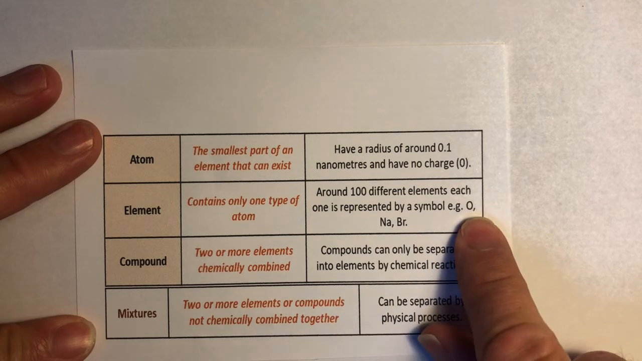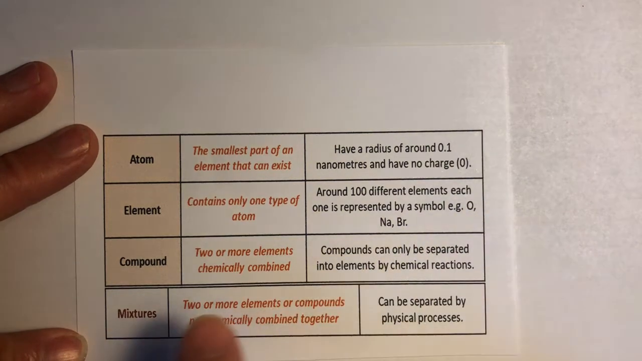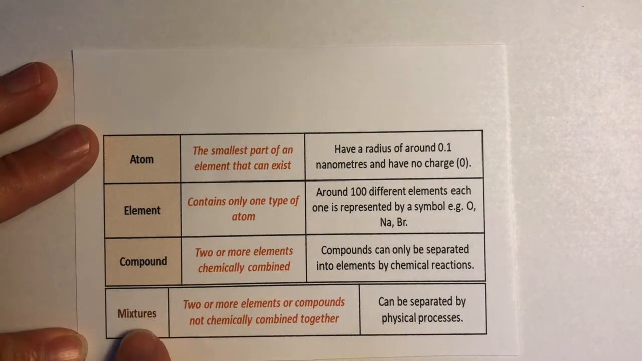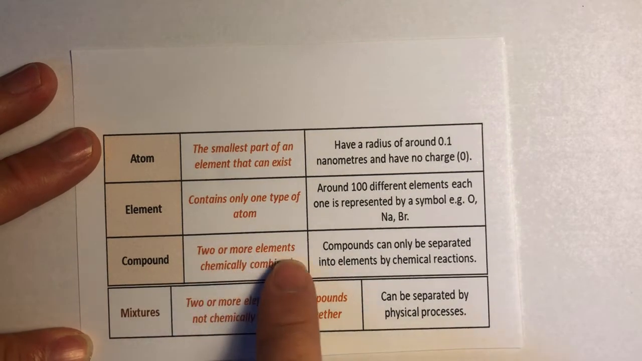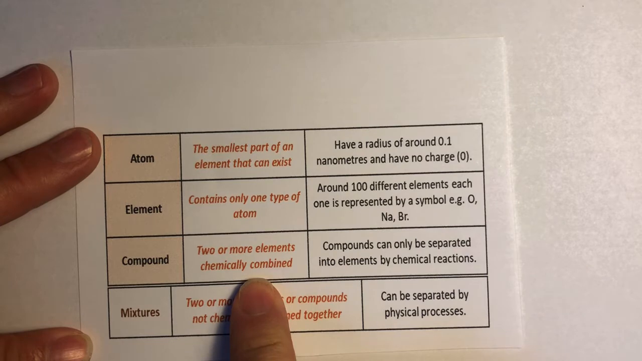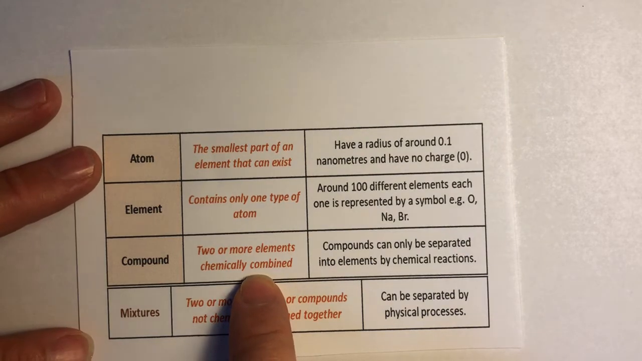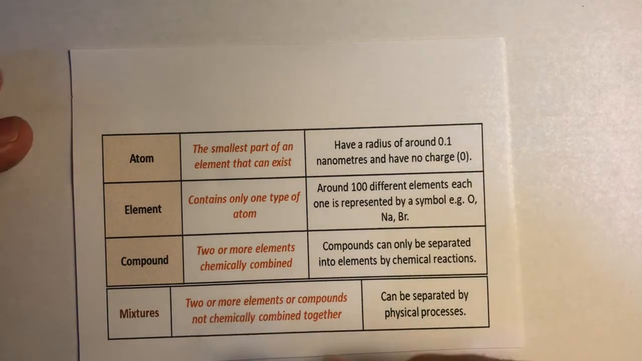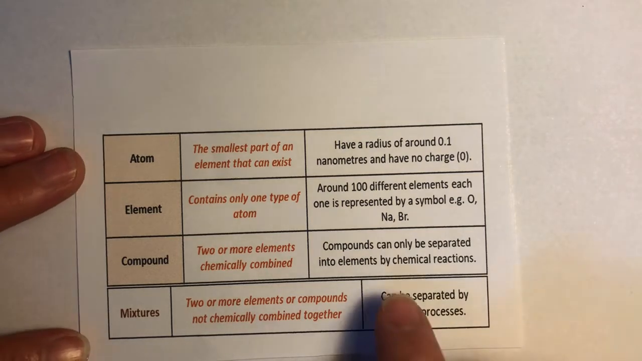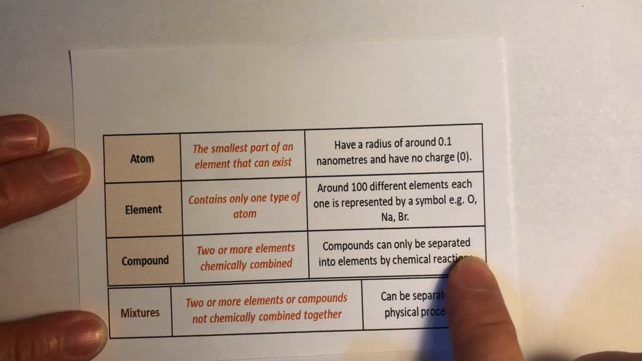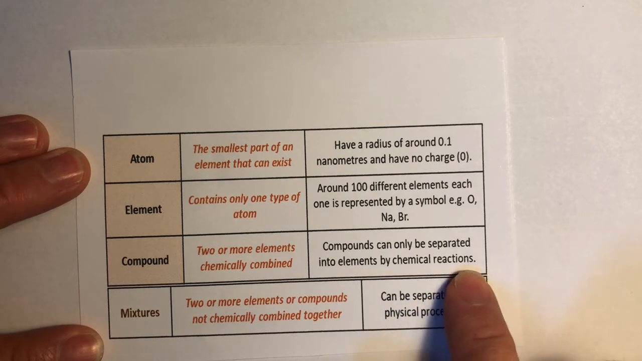Then what you have is a compound and a mixture. A compound is where two or more elements are chemically combined. So if you think about it, that is where you've got two things that are literally stuck together, and they're very, very difficult to separate. So compounds can only be separated into elements by chemical reactions.